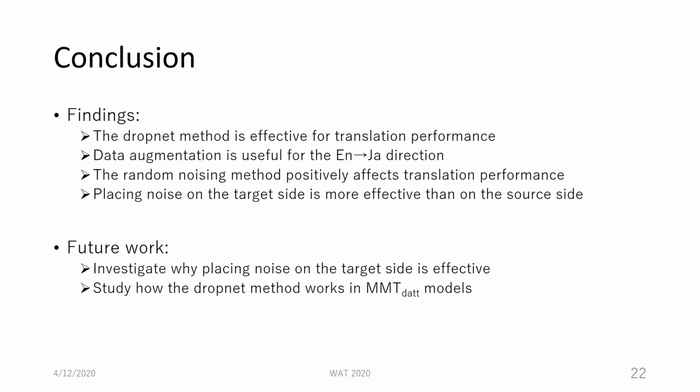For conclusion, we found the Dropnet method is effective compared to not using Dropnet. Data augmentation is useful for the English to Japanese direction. The randomizing method possibly affects translation performance compared to other data augmentation methods, and placing the noise on the target side is more effective than on the source side. For future work, we'll investigate why placing the noise on the target side is effective, and study how the Dropnet method works in MMT with double attention models.